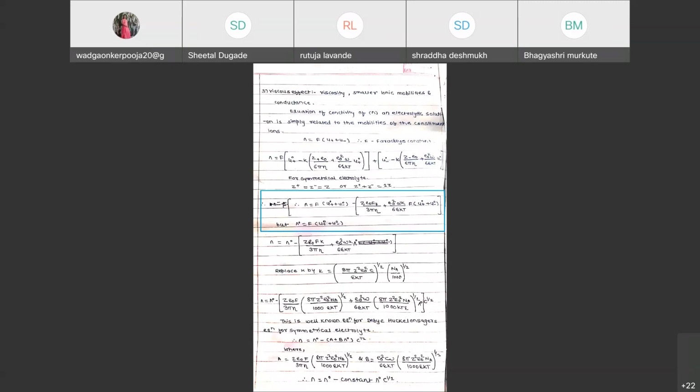Symmetric means the number of cations and anions will be the same.